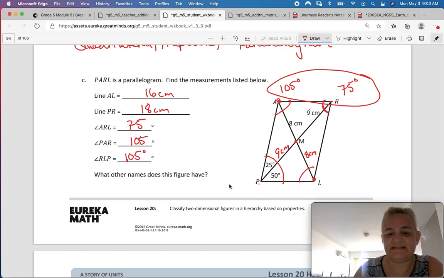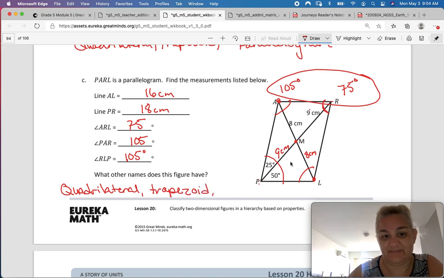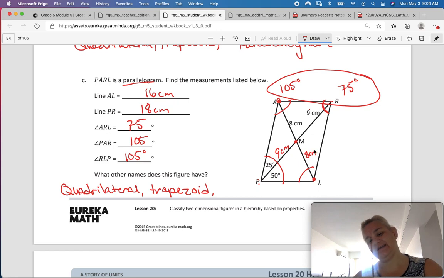Okay, what other names does this figure have? Okay, well, it is a quadrilateral because it has 4 sides and 4 angles. It is a trapezoid because it has at least one set of parallel lines. It is a parallelogram, which we already decided. It's not a rectangle because there are no 90-degree angles. It's not a square because all the sides aren't the same. It's not a rhombus because all sides aren't the same. It's not a kite because congruent sides aren't the same. I think that's it, quadrilateral and trapezoid. If I'm missing one, let me know.